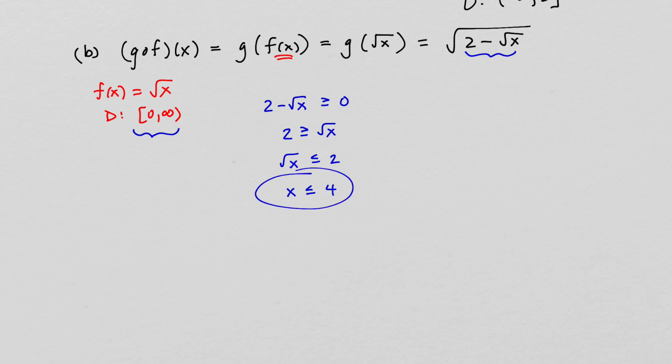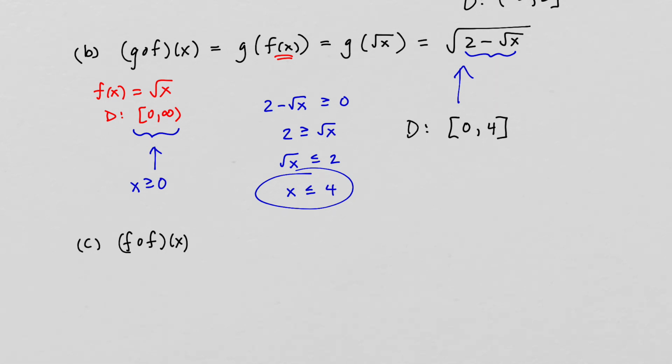So this is an additional restriction on top of the fact that x already has to be greater than or equal to 0. So our domain here is going to be all values greater than or equal to 0, but less than or equal to 4. So it will be all numbers between 0 and 4.